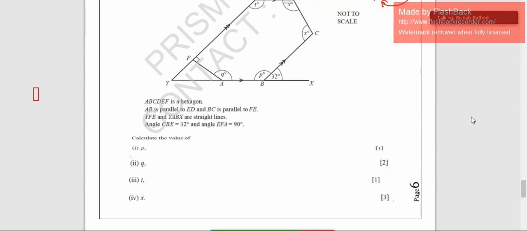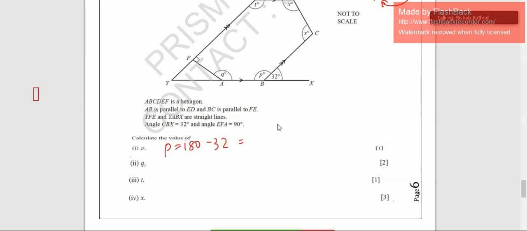Calculate the value of P, Q, T and X. A, B, C, D, E, F is a hexagon. AB is parallel to ED, or straight lines. Rest all information is given. Find the value of first P. Where is P? Can I say P is 180 minus 32 because a straight line, linear pair?